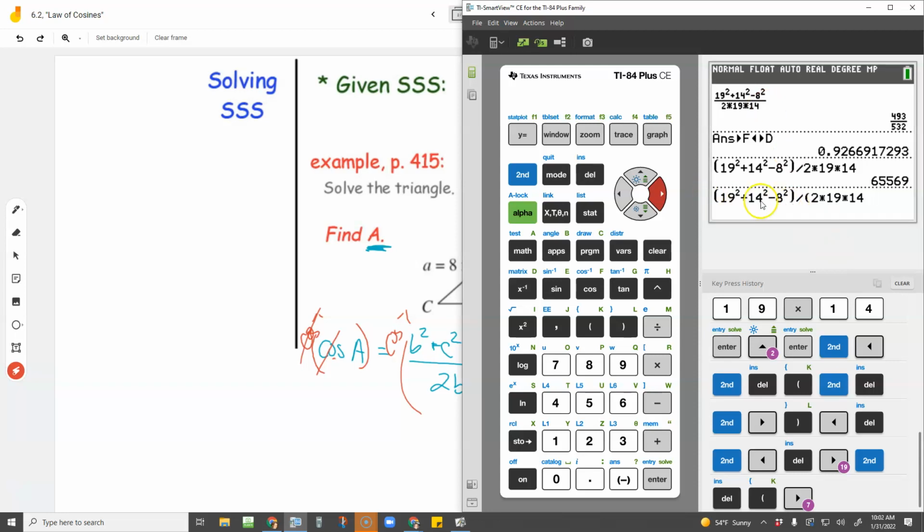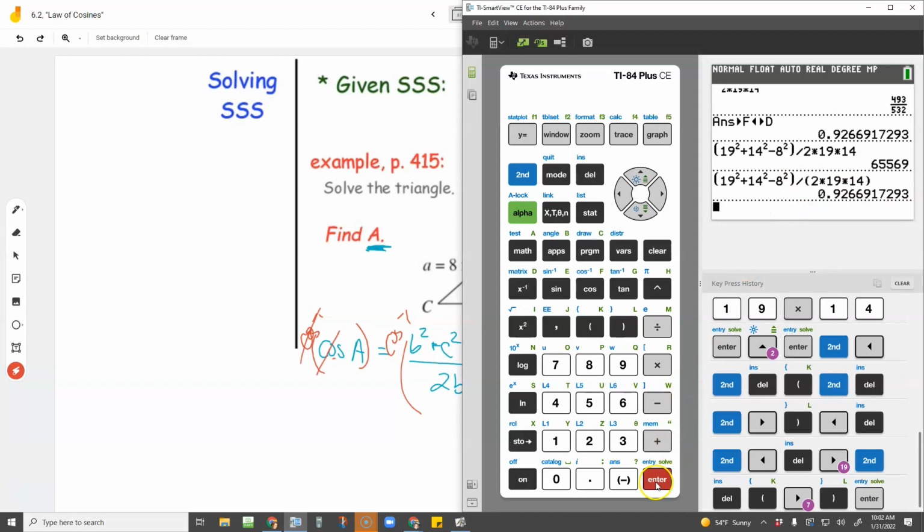Right now, my calculator doing PEMDAS without the parentheses said, oh, cool, you want me to divide by 2. And then multiply that whole thing by 19, then multiply that whole thing by 14. That made it way too big. But if I put parentheses, parentheses, then divide, now I'm good.